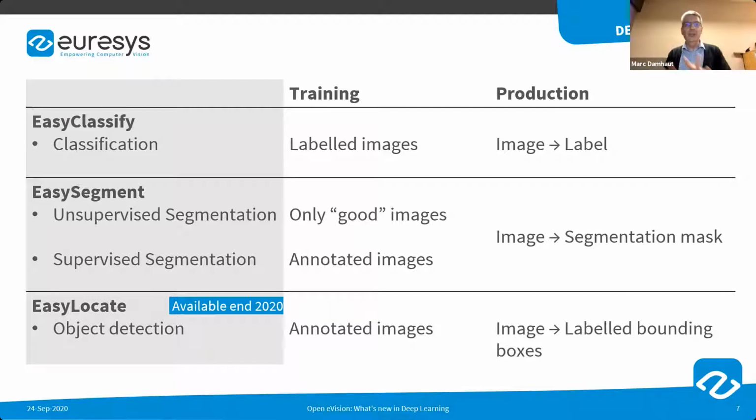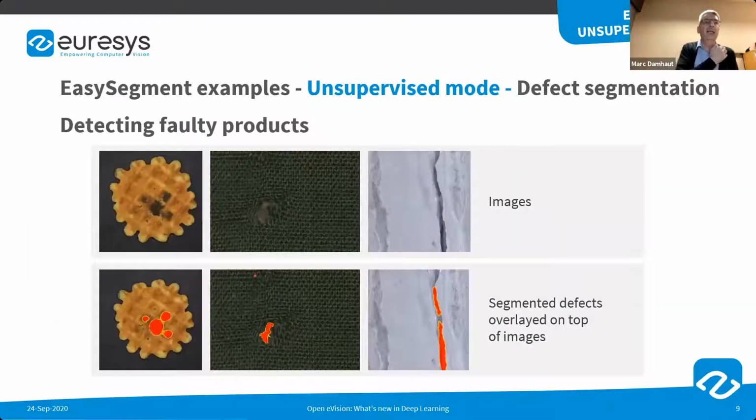Supervised segmentation will be used for more advanced cases where you need more information about the defects, or perhaps you have different kinds of defects, the scratches and then marks, and in this case you wish to annotate the images. So I show you a few examples here of Easy Segment unsupervised defect segmentation.